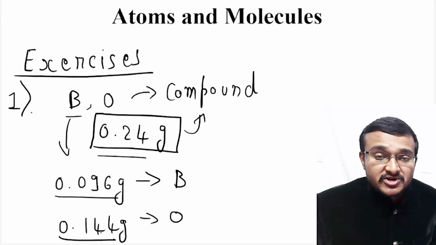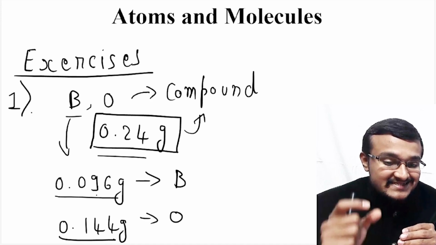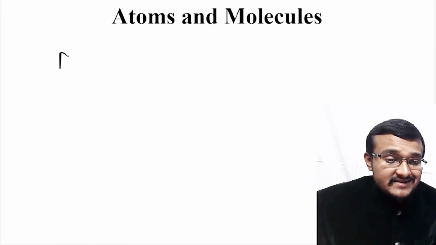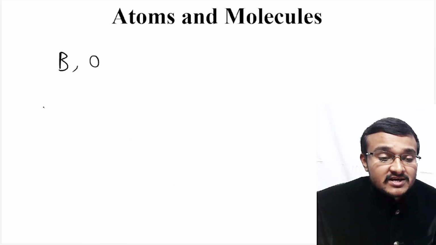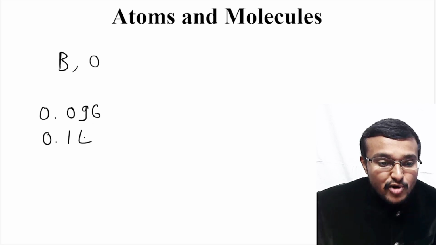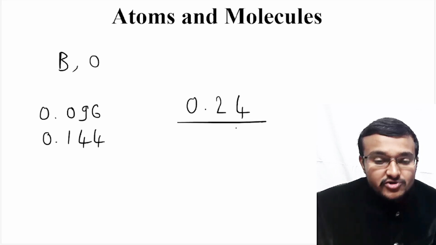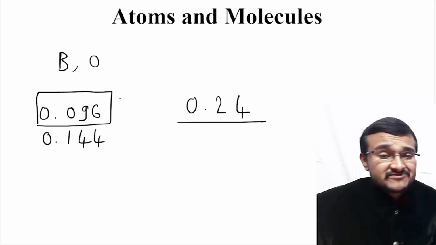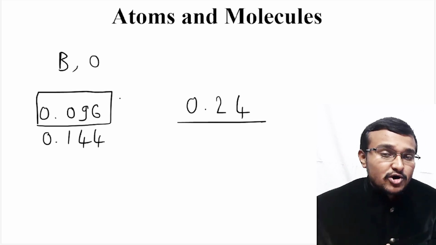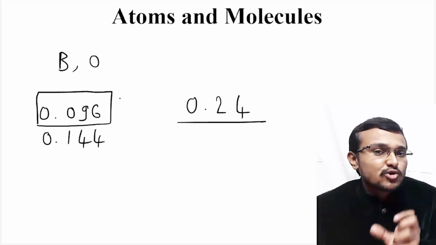So based on this particular data, you have to find out the percentage of composition of these elements which are there in this compound by taking the total weight of this particular compound. Here the reactants are boron and oxygen. So the weight of boron is 0.096 gram and the weight of oxygen is 0.144 gram. And the total weight of this particular compound is 0.24 gram. So now, according to law of conservation of mass, the reactant weight should be equivalent to the product's weight because mass is always conserved. So now the product compound has boron and oxygen in it.